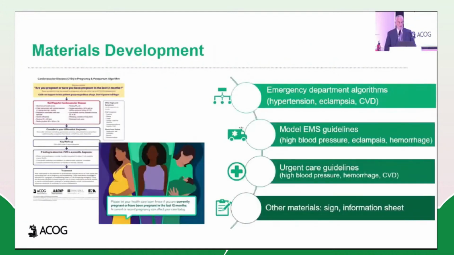So with this, we developed a number of materials for the emergency department. We developed some algorithms, and the first ones we focused on were hypertension, eclampsia, and cardiovascular disease. We're developing EMS guidelines, including hemorrhage. Urgent care guidelines are in process. There are information materials and educational sheets. What we try to do is develop resources that these clinician groups are most used to. ED clinicians use a lot of algorithms, so we wanted to do an algorithm for them. EMS uses more of a guideline approach, so we wanted to develop materials that they're used to seeing.